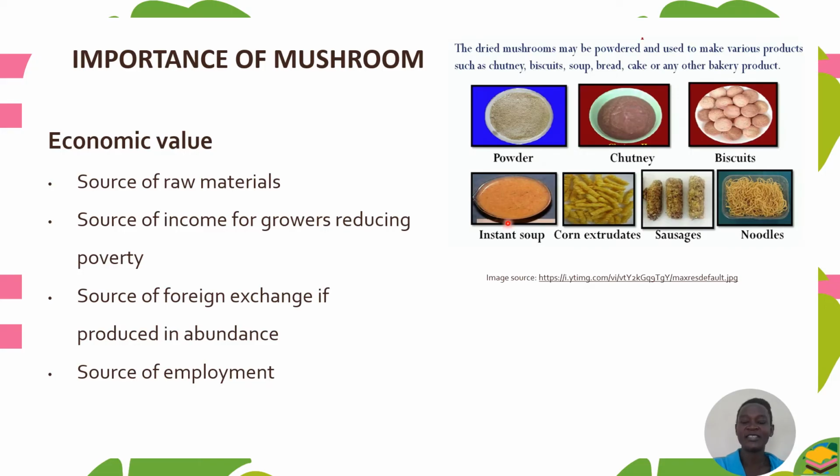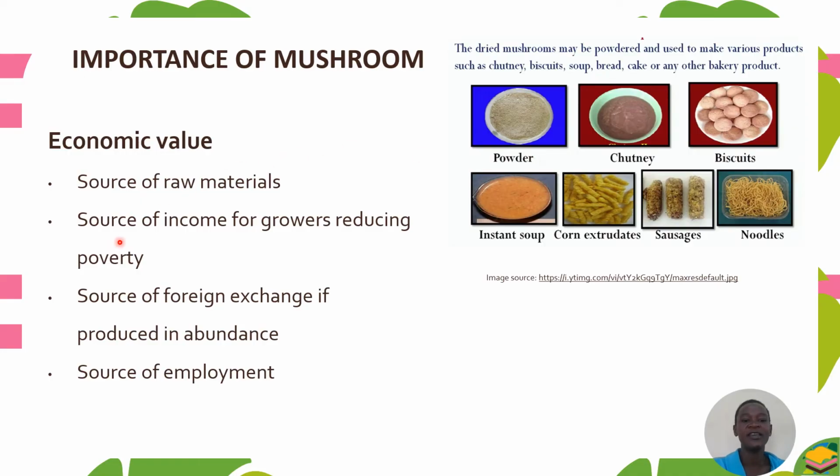Have you ever tasted mushroom soup? We can make soup out of mushroom. We can make sausages. We can make noodles out of mushroom. So these are a source of raw materials, meaning we can process them into various products, and out of that, it means we can get cash.